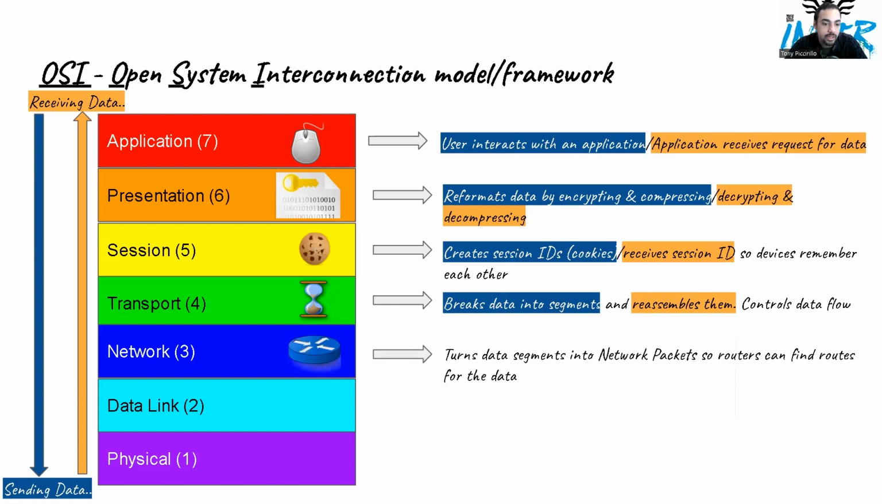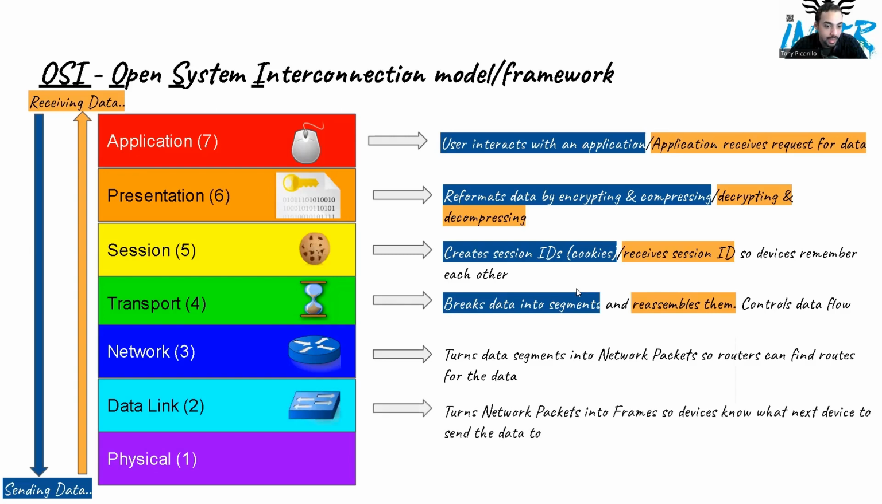The network layer turns data segments into network IP packets, so routers can find the best routes to send the data IP packets. It's like a GPS for data packets. The data link layer turns network IP packets into frames, so when the frame reaches a device, the device knows where to send the data next. It's like a courier delivering a package.